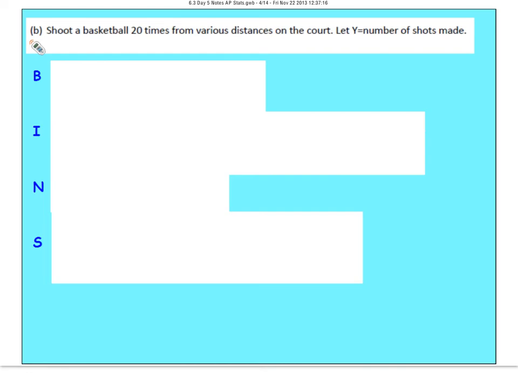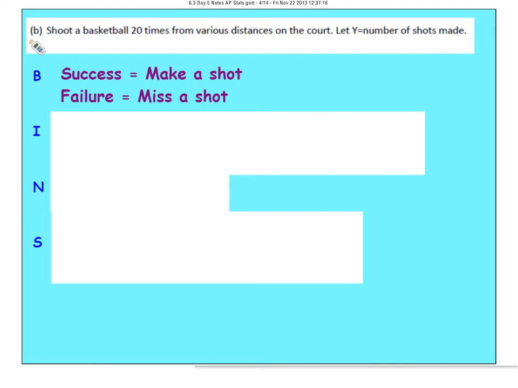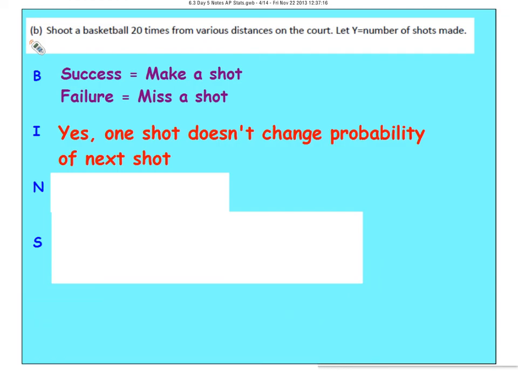Sure, we're either going to make it or we're going to miss. So binary is met. You make the shot or you miss the shot. There's either one or the other going to happen. Are the shots independent? Well, we could assume that. We're going to actually say yes, one shot doesn't change the probability of the next shot, assuming we don't get tired or something of that nature.